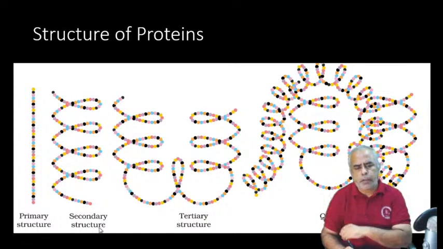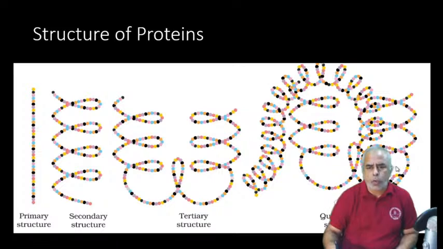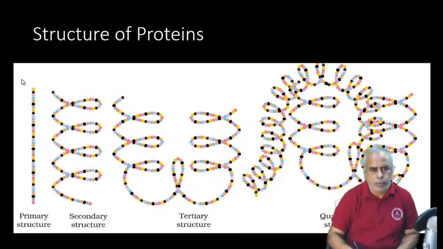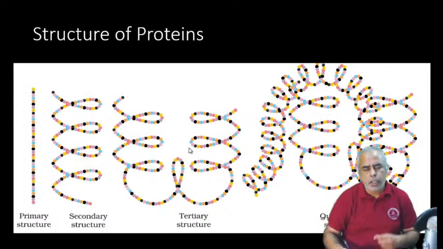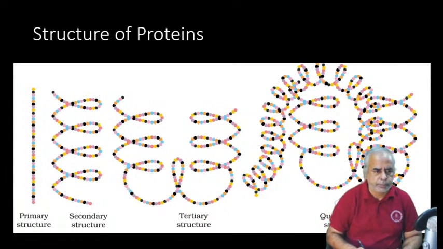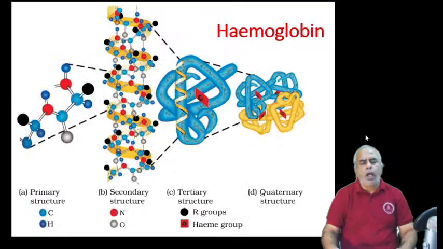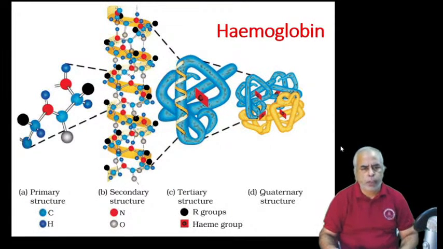Now let me display the overall structures, that is the four types of structure. The primary structure is a linear one, that is the backbone. The secondary structure may be twisted, okay, and the tertiary structure like this, and the quaternary structure will be like this. In fact, each colored ball can represent an amino acid. And this is a further complicated one.